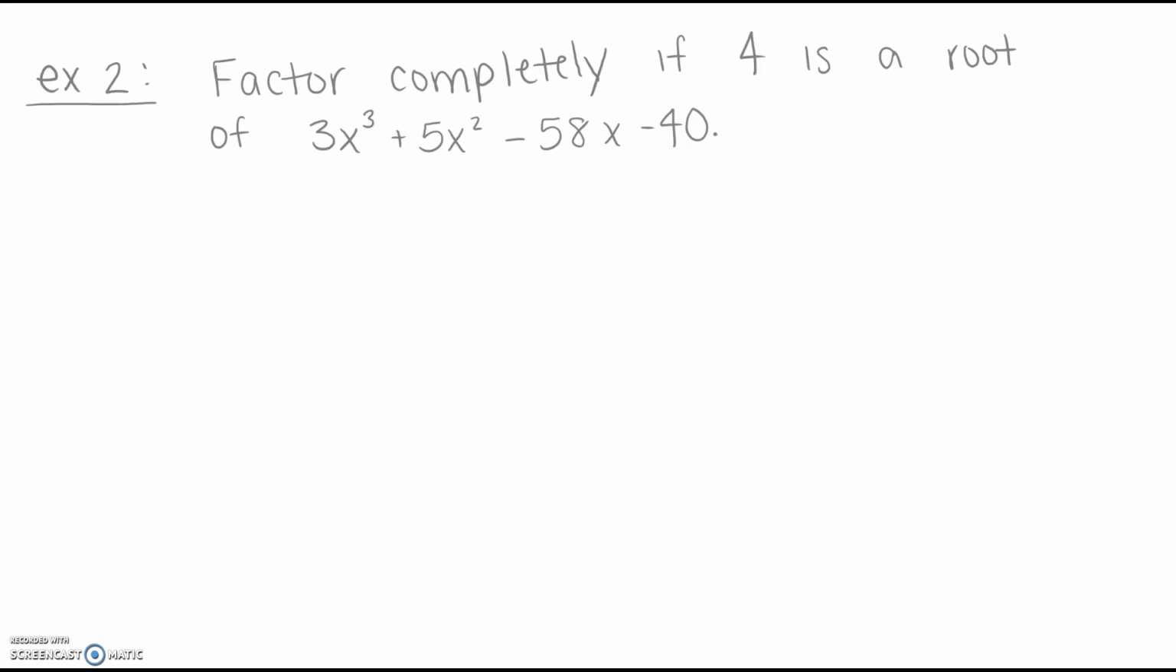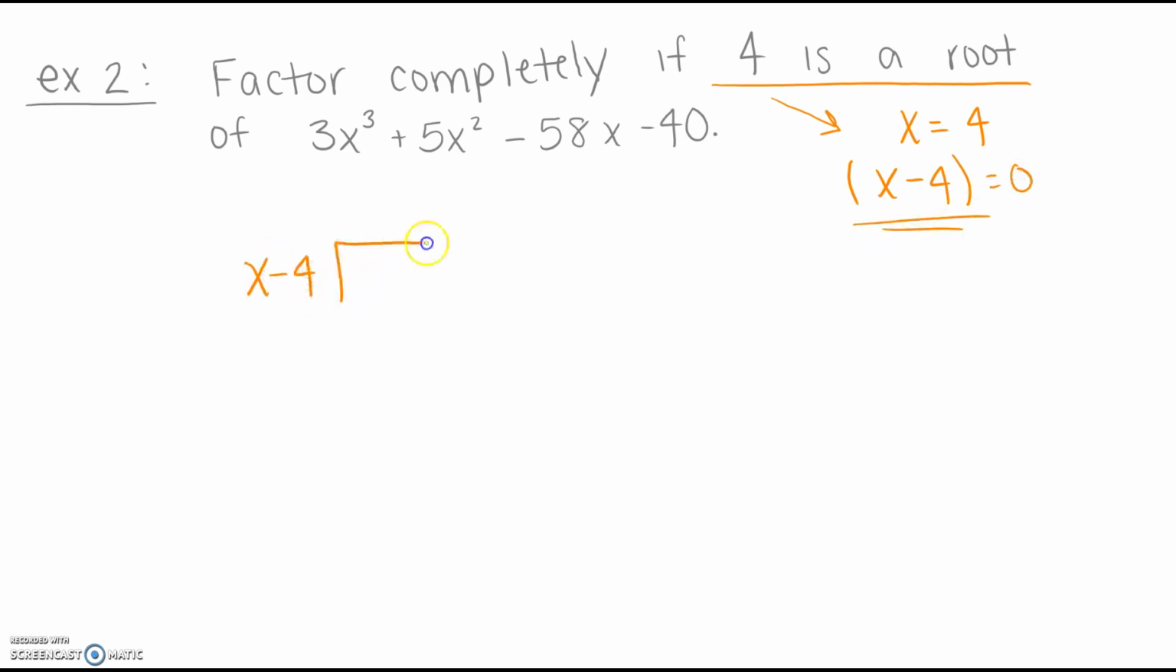Now the thing to be careful about here is we're given that 4 is a root. So remember, that means we would end with x equals 4. So we want to know the factor in order to use long division. So that will be x minus 4. So then this is what we're going to use for our long division. So to set it up, we'll have x minus 4 goes into 3x cubed plus 5x squared minus 58x minus 40. So why don't you pause the video and with your groups discuss and factor this completely.